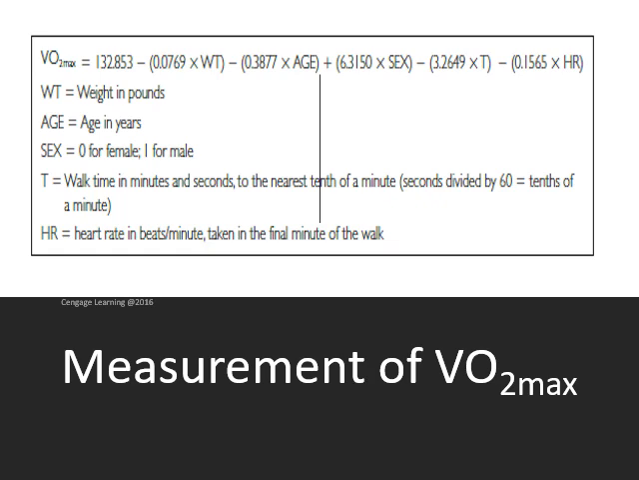This equation requires you to walk a mile, and then you can input your weight, age, indicate gender using a 0 or 1, and the time it takes to walk in minutes and seconds to the nearest tenth of a minute, and heart rate taken during the final minute of the 1 mile walk.